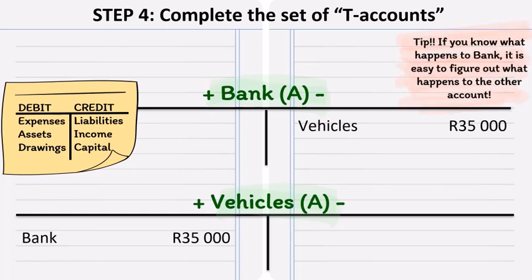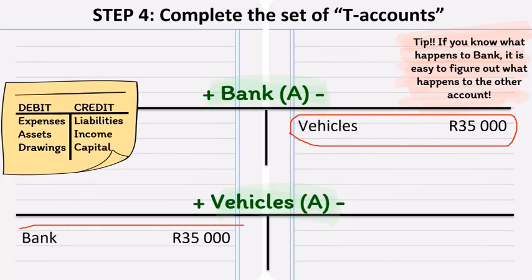And then I gave you a little tip. It's always easy if you know what happens to bank, then it's easy to figure out what happens to the other account, because you must always have a debit and a credit. So whenever you spend money, we'll work on the credit side or the right hand side of bank. And then obviously whatever the other account is, we must work on the left hand side or the debit side. Remember, in every account, you write the other account's name and the value.